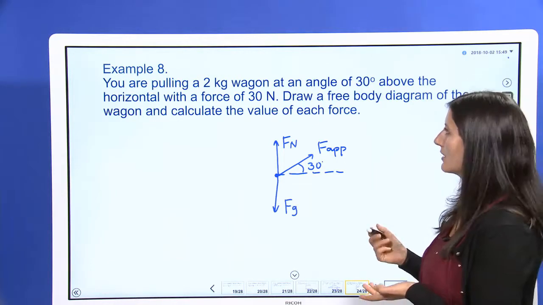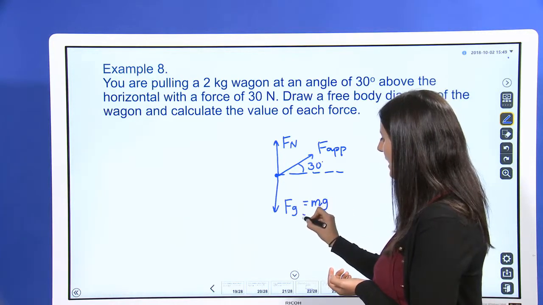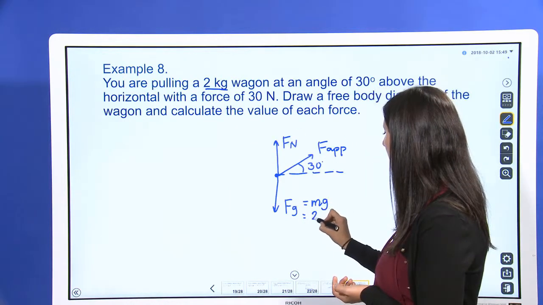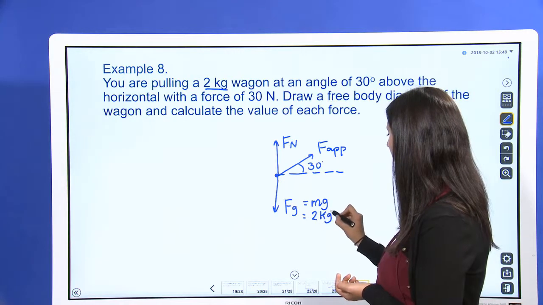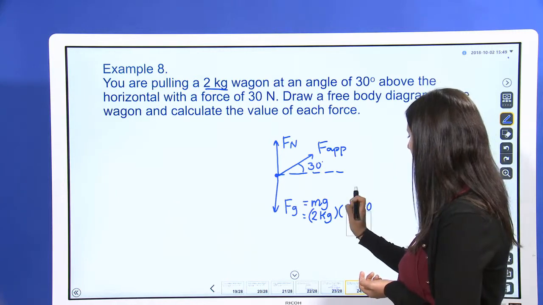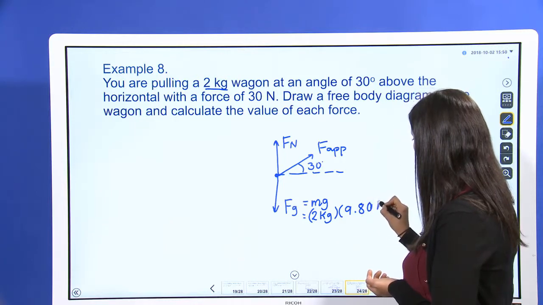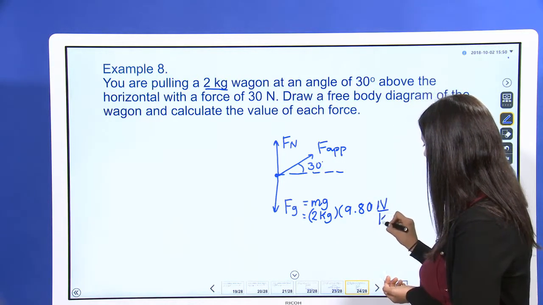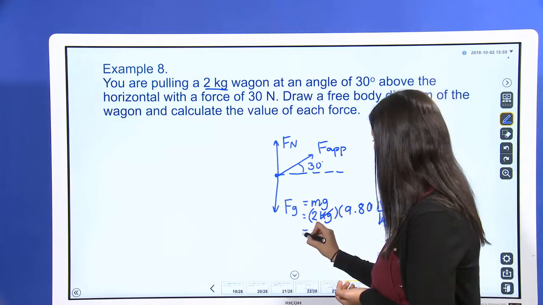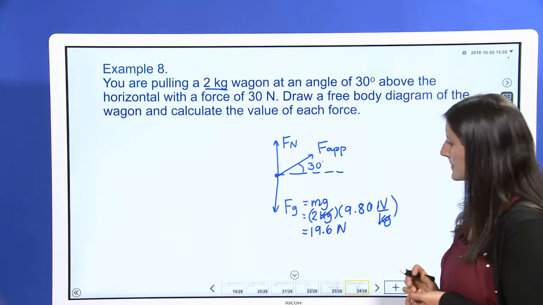Now we're going to actually calculate everything. So Fg always equals mg, where m is the mass of the object in kilograms, so in this case it's 2 kilograms. And g is 9.80 newtons per kilogram. The kilograms cancel one another out, and I get 19.6 newtons. Okay, so that's my Fg.